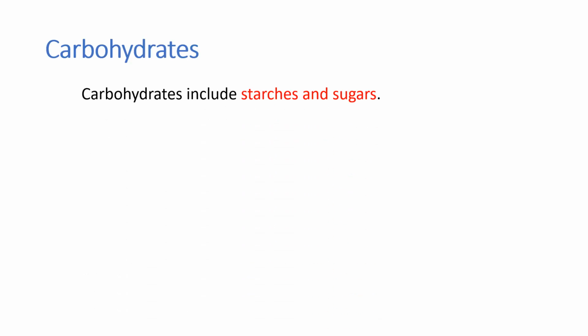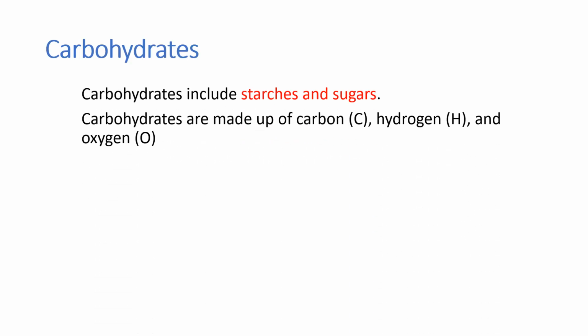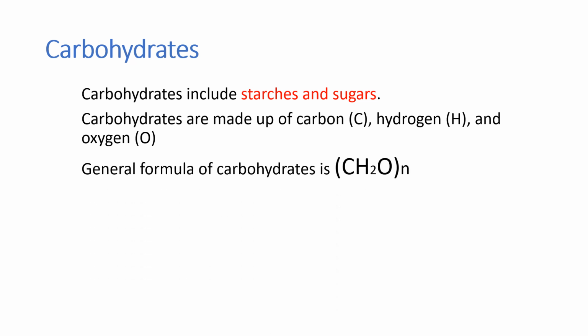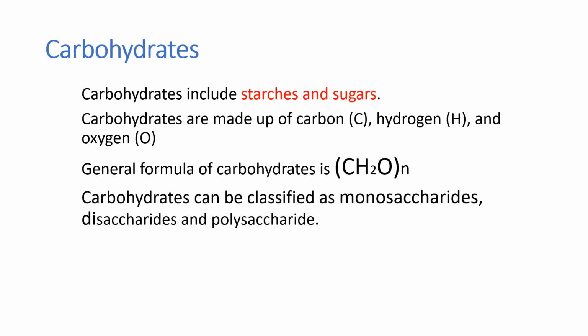Carbohydrates. Carbohydrates include starches and sugars. Carbohydrates are made up of the elements carbon, hydrogen, and oxygen. The general formula for carbohydrates is CH2O times n. Carbohydrates can be classified as monosaccharides, disaccharides, and polysaccharides. Now let's see in detail about each of these groups.